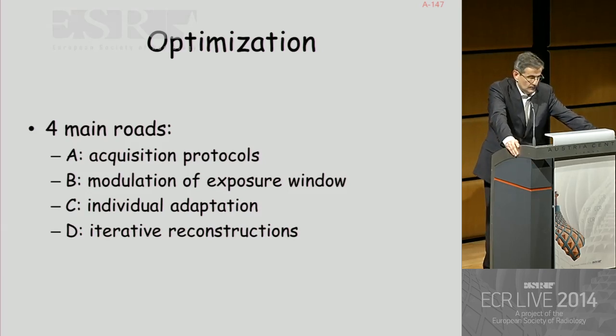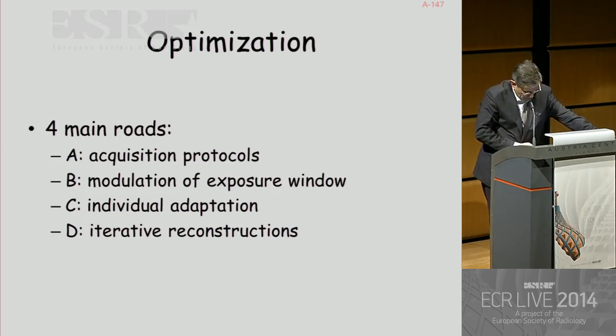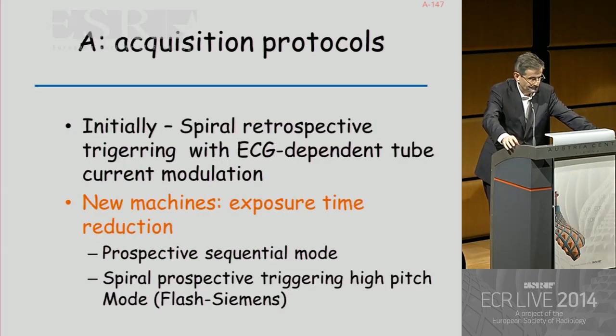I will propose 4 main routes for optimization. A, regarding acquisition protocols. B, modulation of exposure windows. C, individual adaptation. And finally, we will speak about the famous iterative reconstructions. So let's go to acquisition protocols.